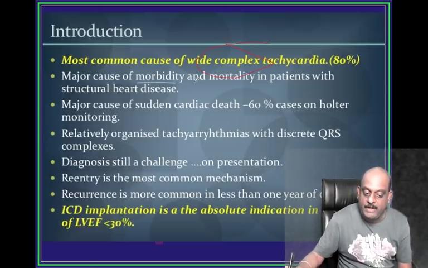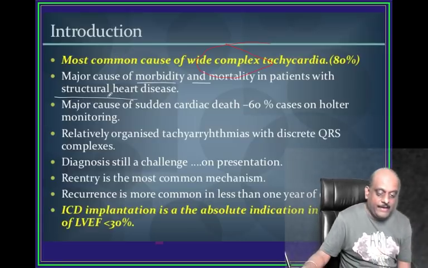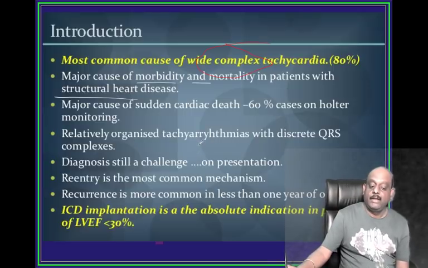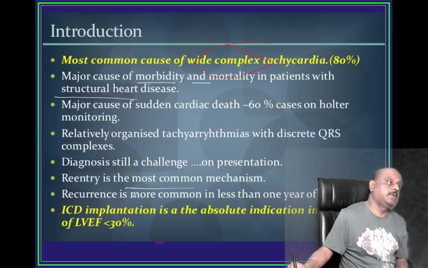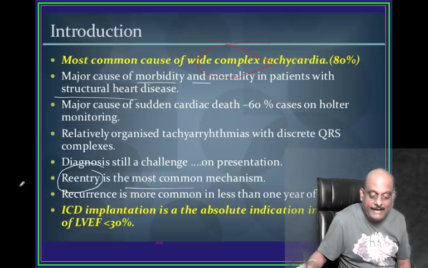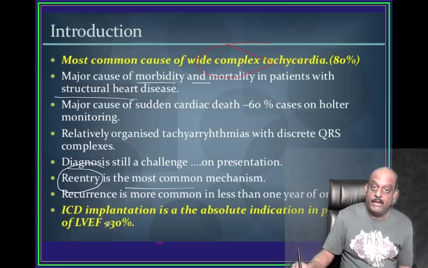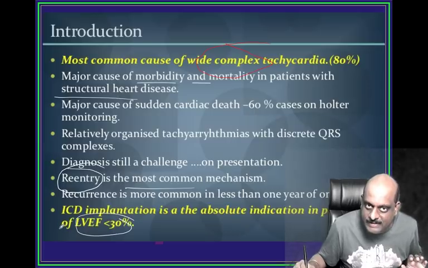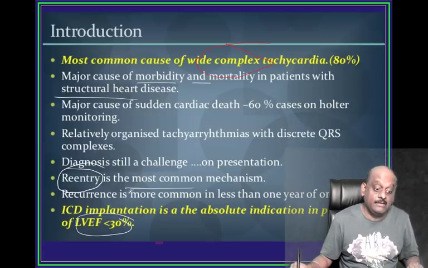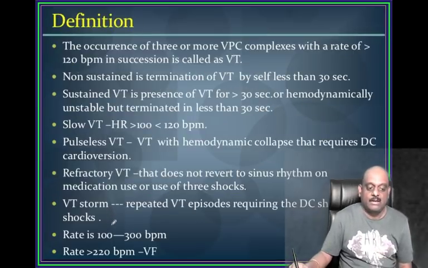Major cause of morbidity and mortality in structural heart disease is ventricular tachycardia. The most common mechanism leading to ventricular tachycardia is re-entry. And if there is ventricular tachycardia and the person's LV ejection fraction is less than 30%, there is no waiting. You have to do ICD, you have to do pacemaker insertion, right now.